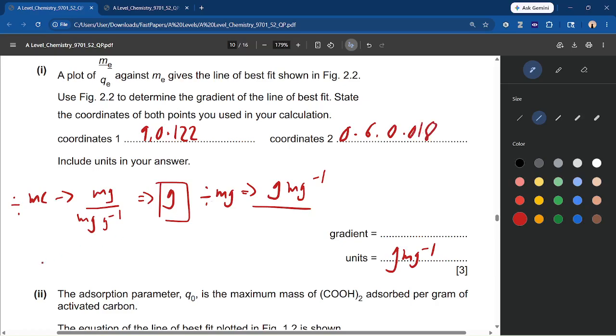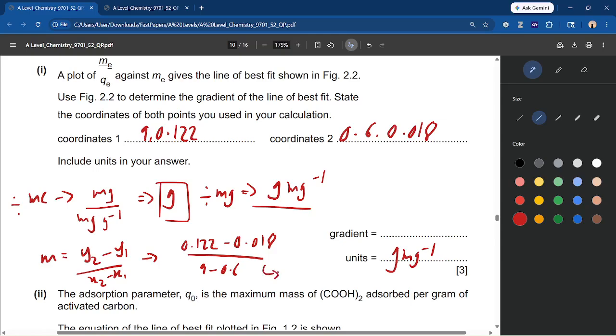So gradient m is equal to y2 minus y1 divided by x2 minus x1. So this is going to be 0.122 minus 0.018, and you're going to divide this by 9 minus 0.6. And you do that, and you're going to get a nice clean value of 0.0124. And we've already calculated the units.